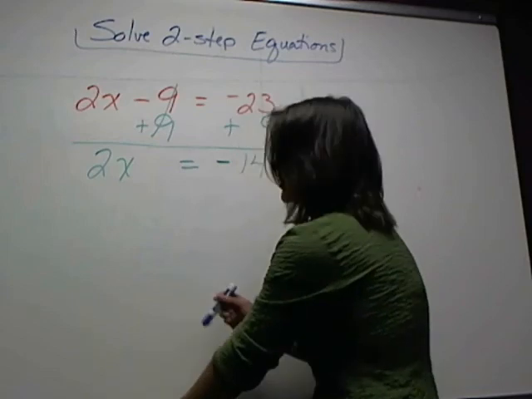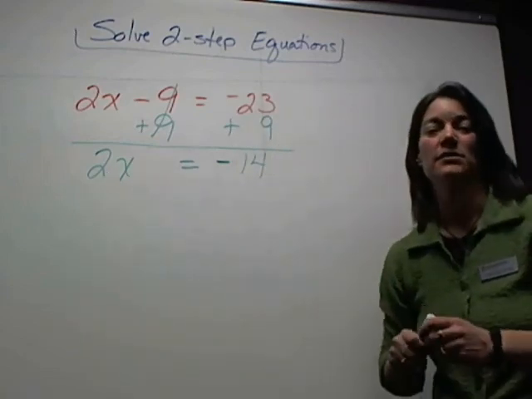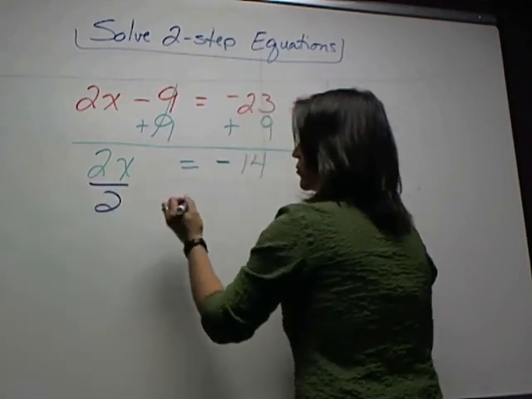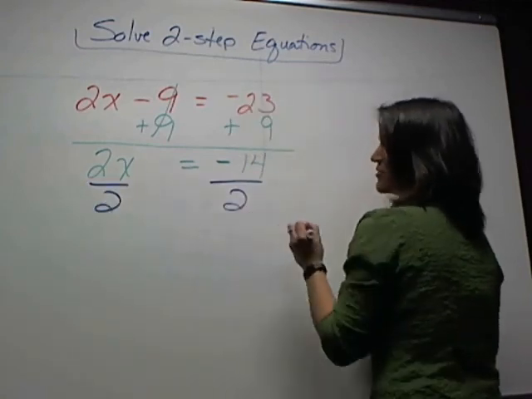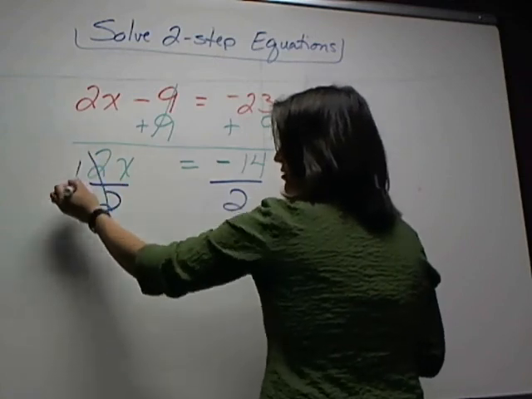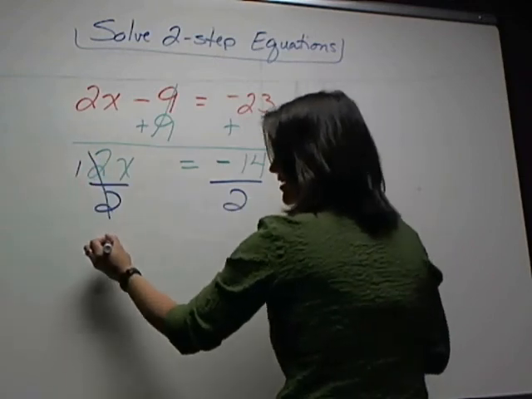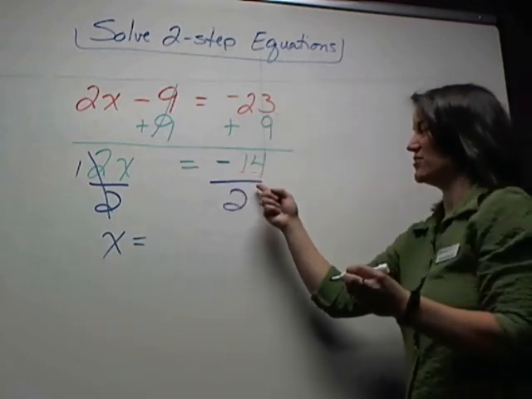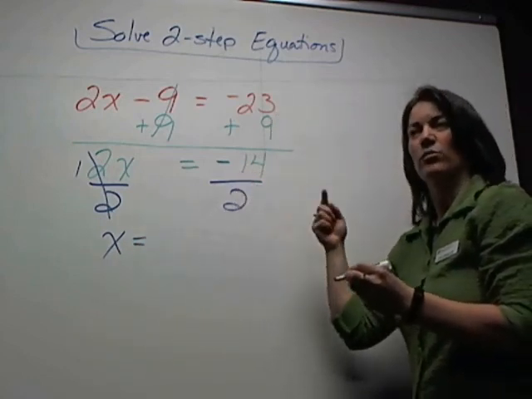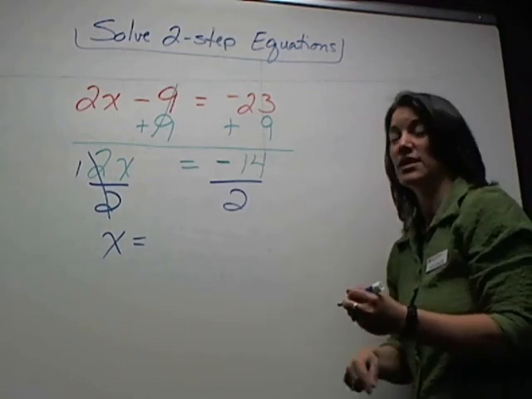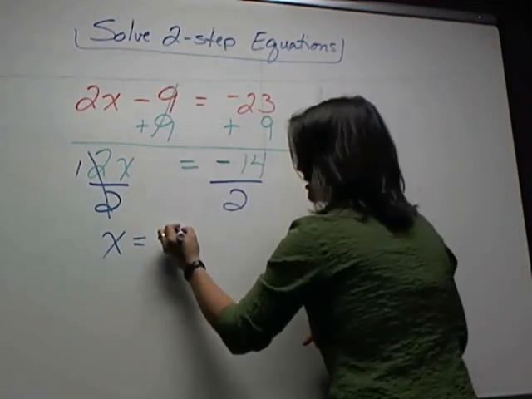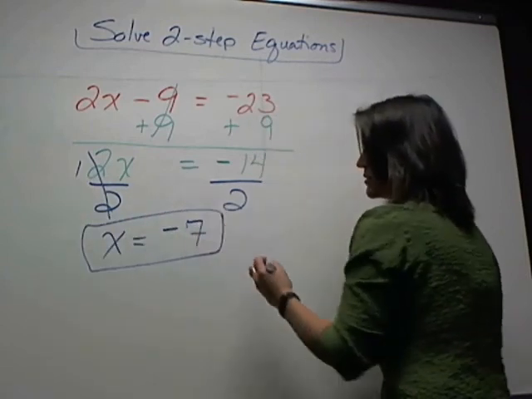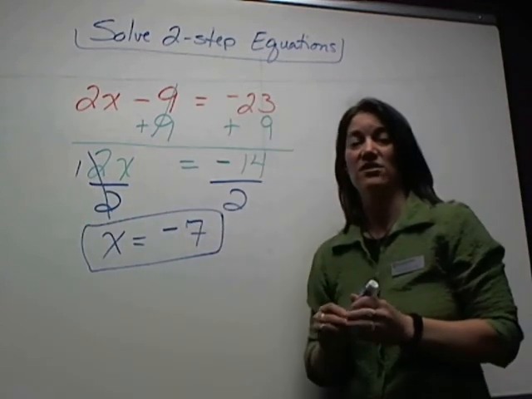Our second step now is to get the 2 away from the x. We always do that by dividing. Once again, what I do to one side, I do to the other side. The 2's cancel out, giving me 1. 1 times anything is anything. And on the other side, I have a negative divided by a positive. When multiplying and dividing, a mismatch is a bad thing. So this is going to give me a negative 7. So x is equal to negative 7.